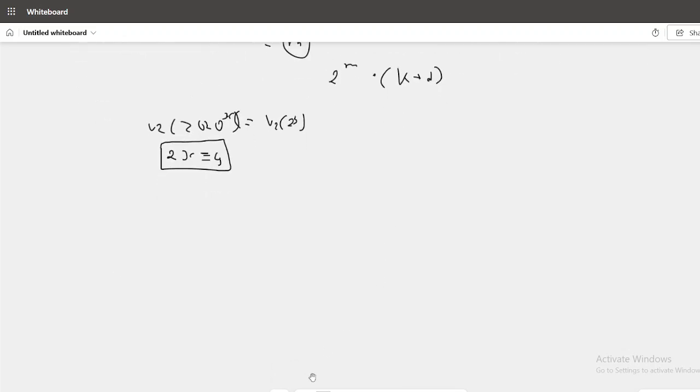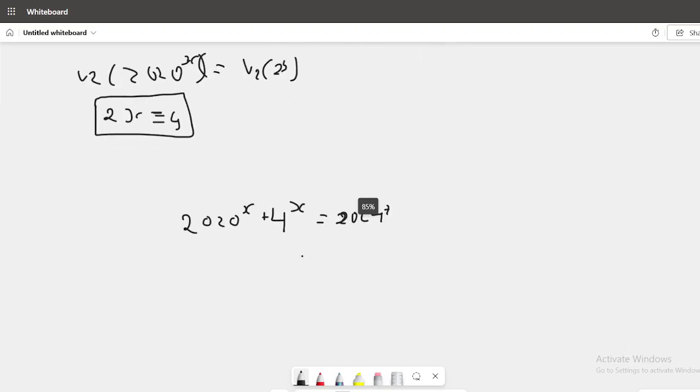Now we rewrite the equation. 20 to the power of x plus 4 to the power of x equals 2024 to the power of z. Now we can take out 4 to the power of x from here, and we're left with 505 to the power of x plus 1 equals 2024 to the power of z.